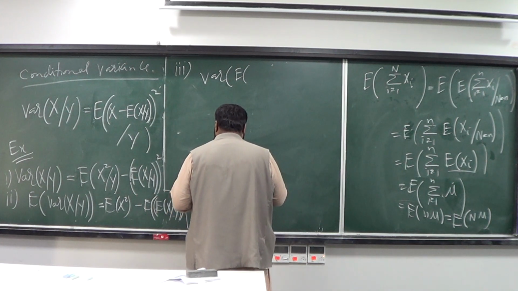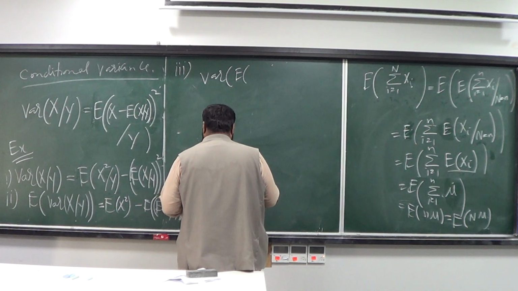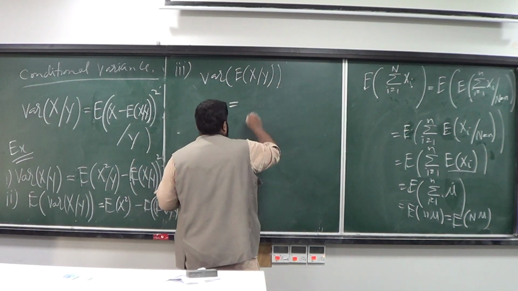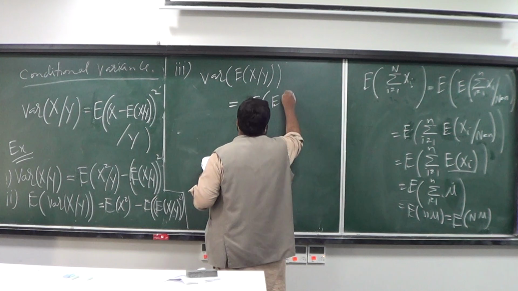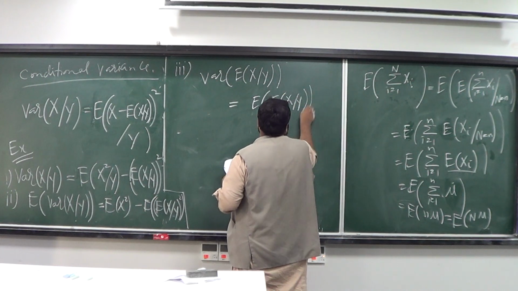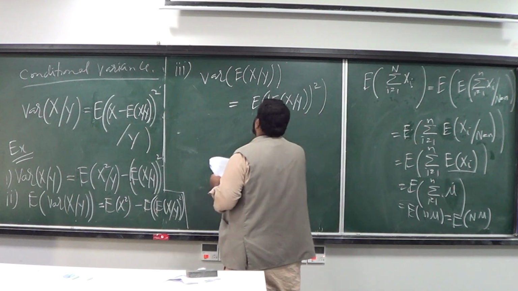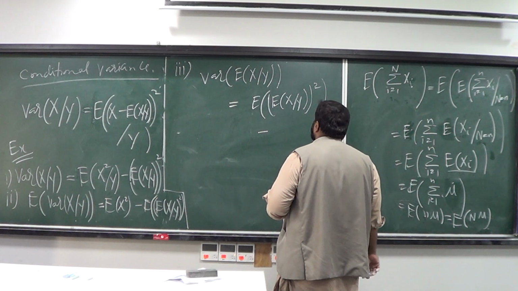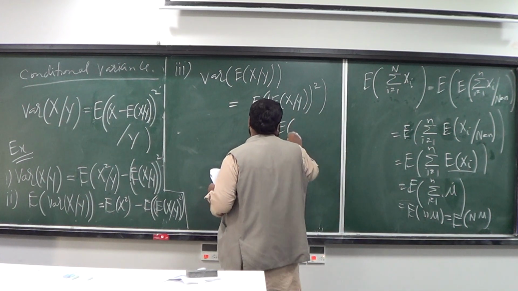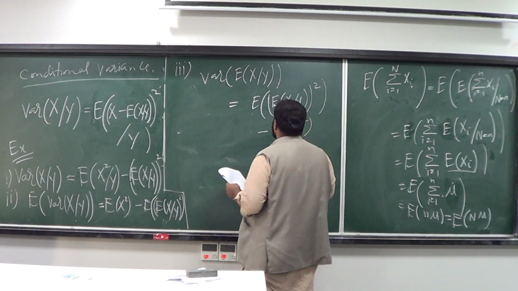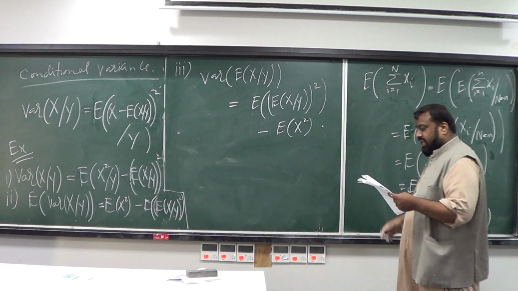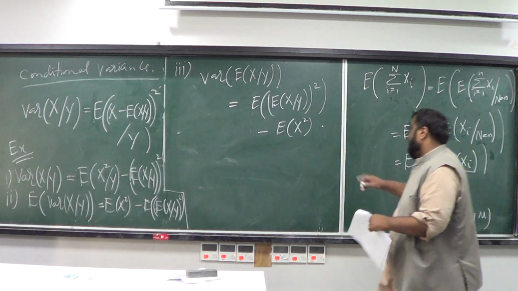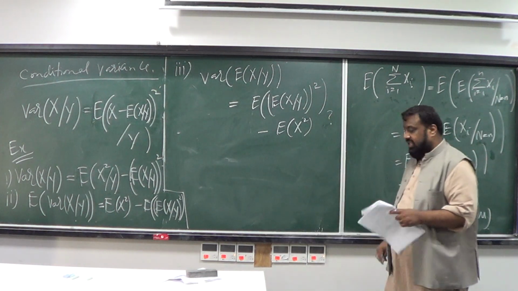The variance of the conditional expectation of x given y is equal to the expectation of the expectation of x given y, squared, minus the expectation of x, squared. This is going to be the variance of x. So this is a formula that you have to verify for yourself.